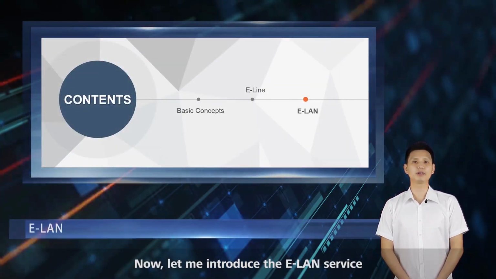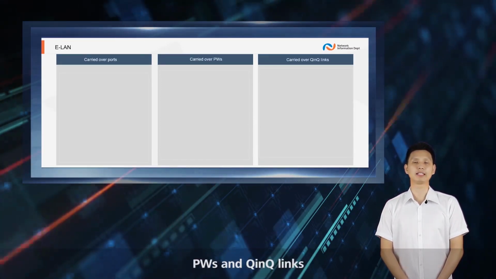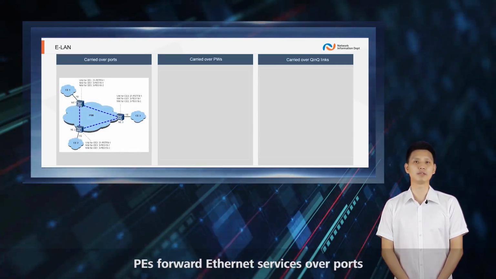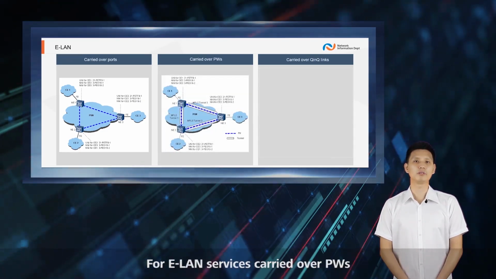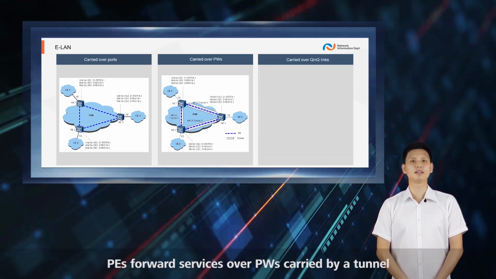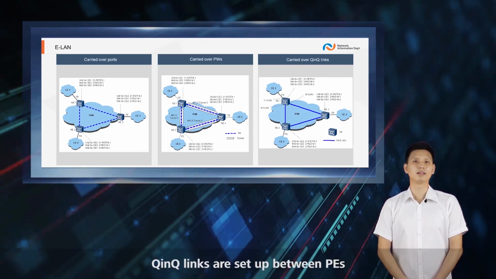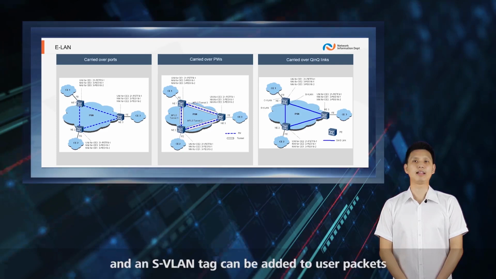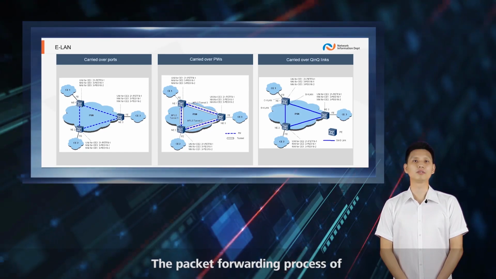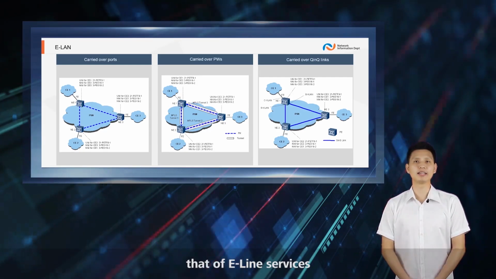Now, let me introduce the eLAN service. eLAN service can be carried over ports, PWs, and Q-in-Q links. For eLAN services carried over ports, PEs forward Ethernet services over ports. For eLAN services carried over PWs, PEs forward services over PWs carried by a tunnel. For eLAN services carried over Q-in-Q links, Q-in-Q links are set up between PEs, and an SVLAN tag can be added to user packets. The packet forwarding process of eLAN services carried over PWs is the same as that of eLine services.